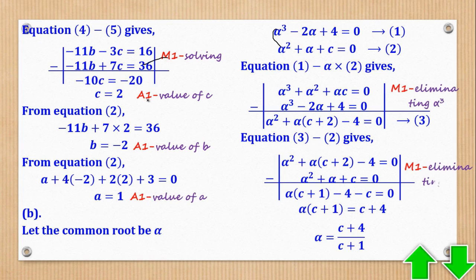So M1 for solving, A1 for value of c, value of b, value of a. M1 is eliminating alpha cubed, eliminating alpha squared, and making alpha the subject.